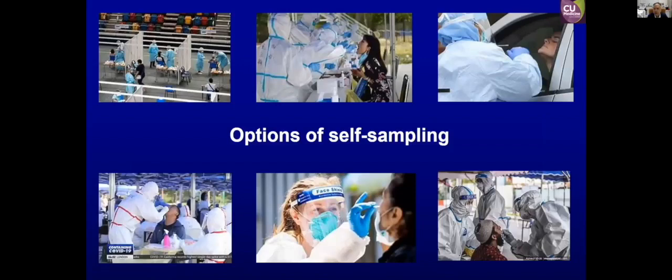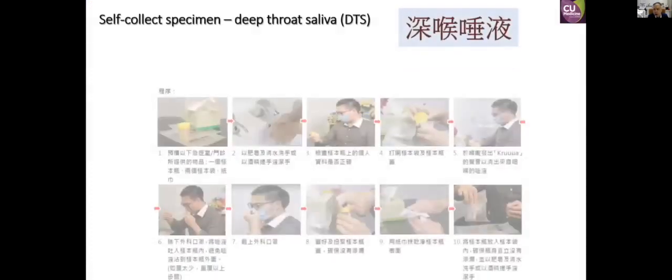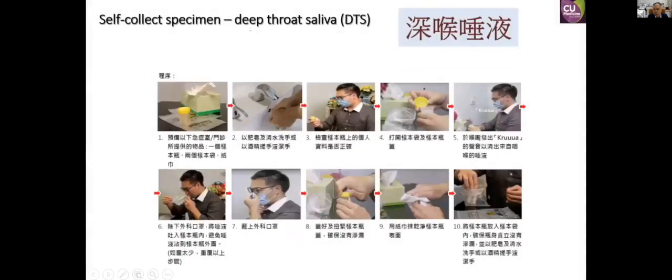Okay. So of course, self-sampling is an attractive option for COVID-19 because of many simple reasons. So we took a look at the performance of the deep throat saliva, which was used very widely in Hong Kong because people can take it at home.